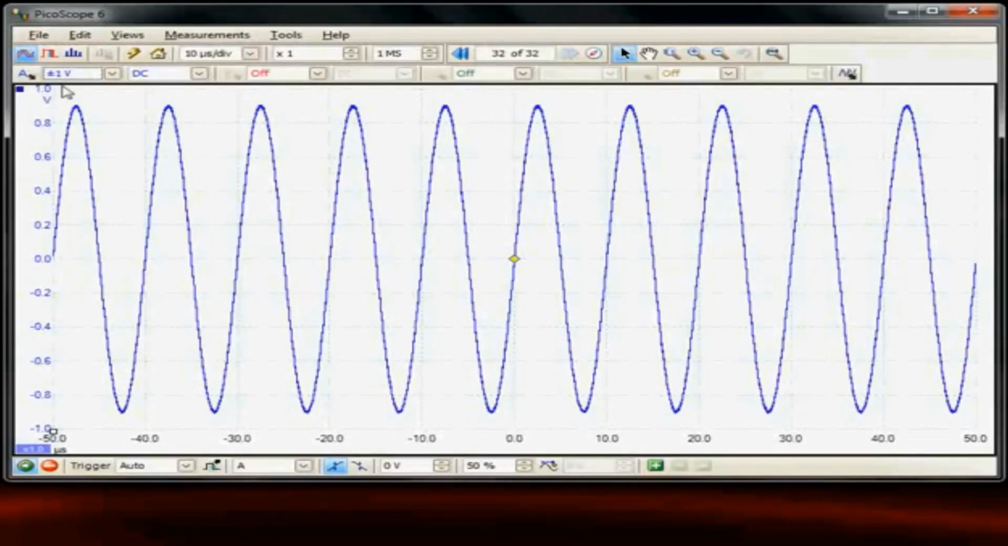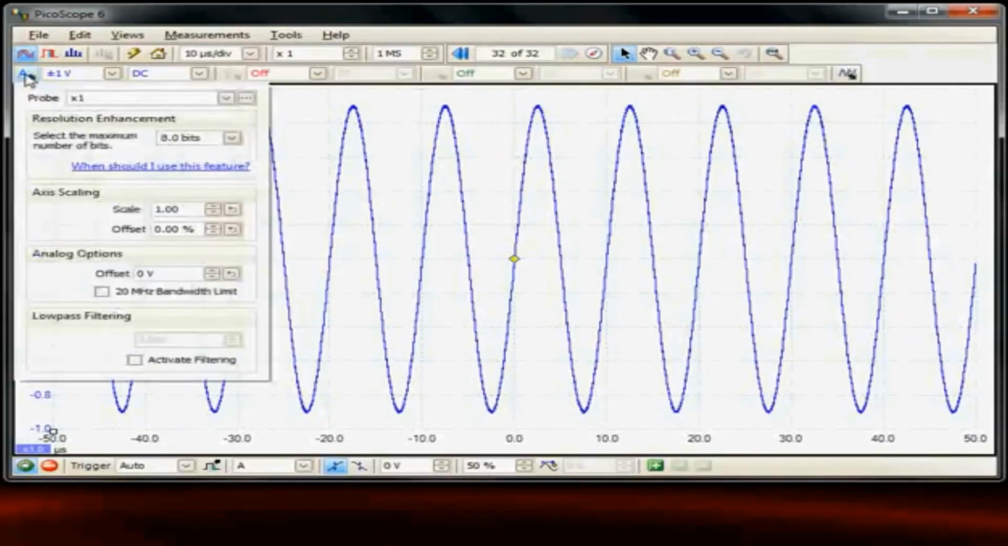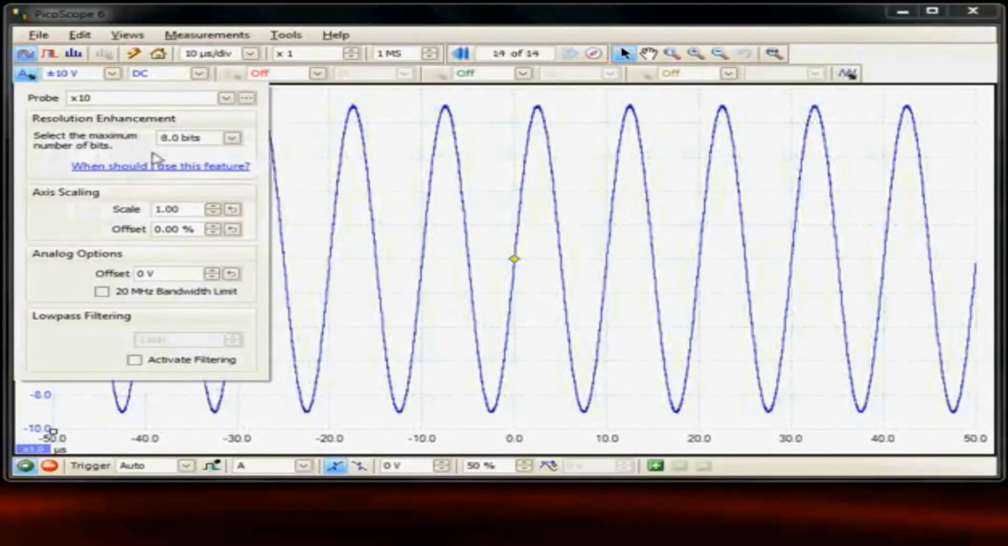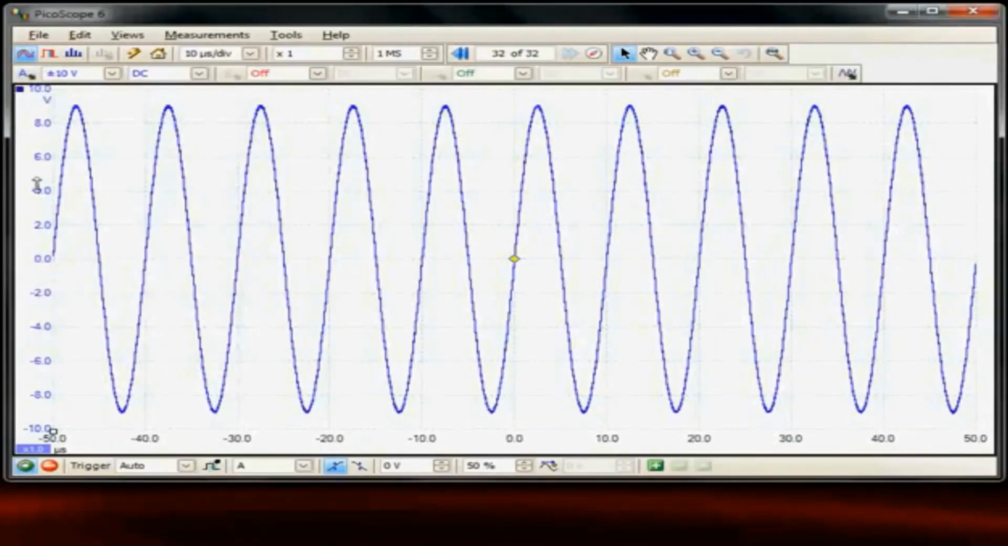The menu system has been divided into 3 toolbars. So the third toolbar is for the channel setup. So here we can see the channel options for channel A, and in fact the input is a default ×1 probe, but if for example we connected a ×10 probe to the input, we could select a ×10 option, and then this would automatically scale it to ×10, so the voltage values would read correct.